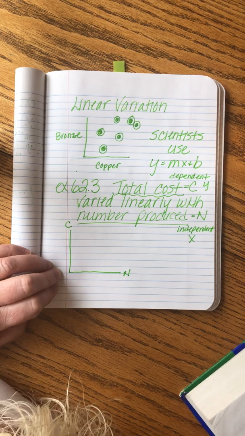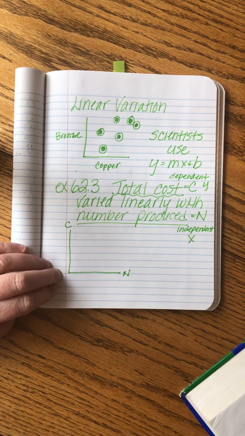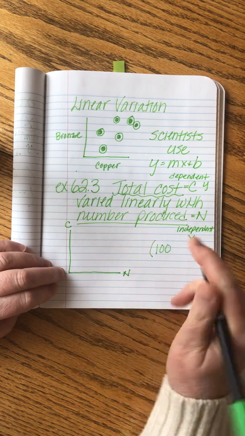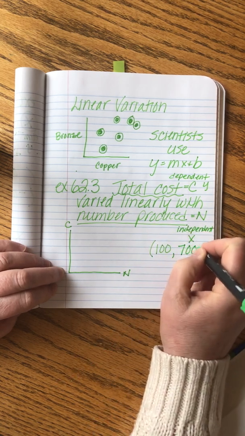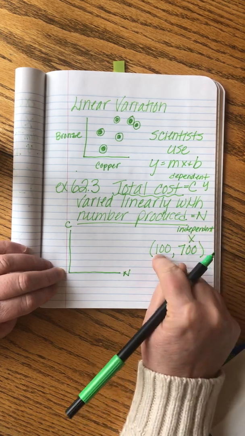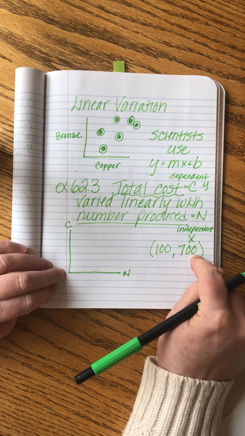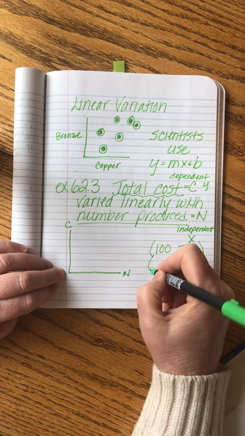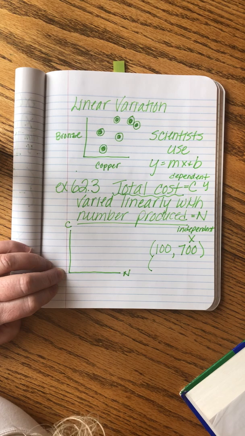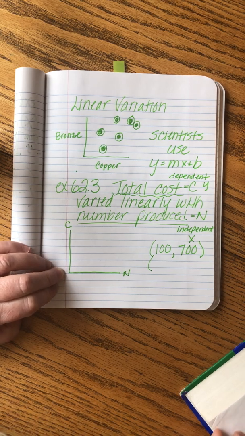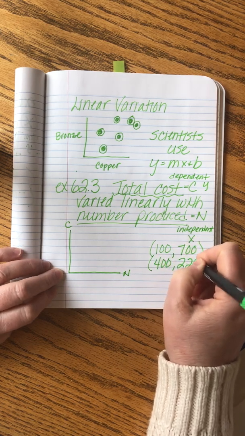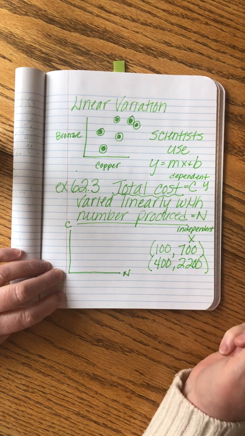John, when 100 were produced, the cost was $700. We can write that as a pair of points. 100 was the number produced. 700 was the cost. So we see our little X and Y thing is working, right? 100 were produced. That led to $700 as cost. And now John gives us another point. When 400 were produced, the cost was $2,200. All right?